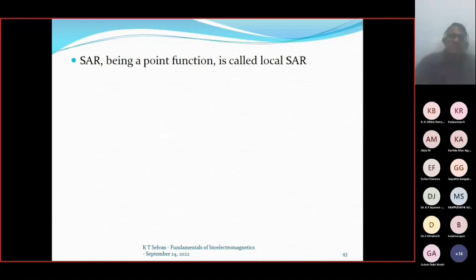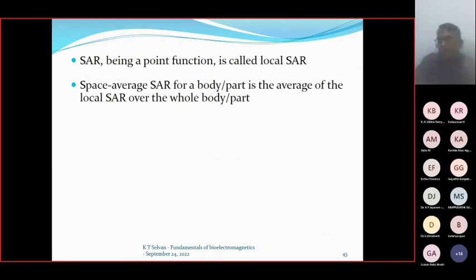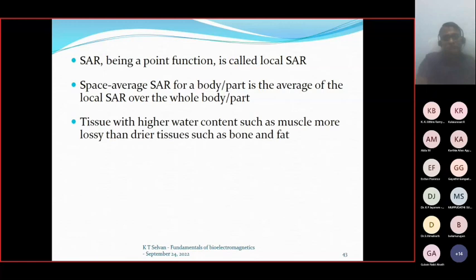But when we talk of space average SAR for a body, when we say that for human bodies this much SAR is acceptable, what we do is calculate the average of local SAR over the entire body. You make an average, and that becomes the space average SAR. And tissue with higher water content, which means higher conductivity, such as muscle, has more loss, because more conductivity means more collision, therefore more loss than drier tissues such as bone and fat.